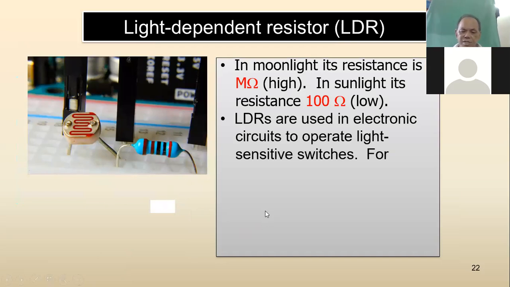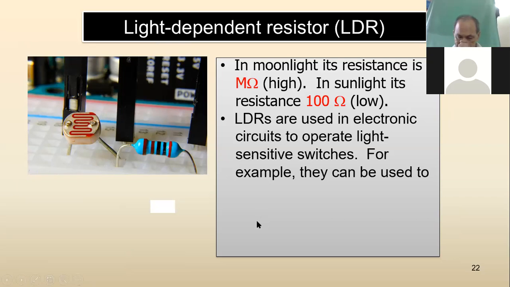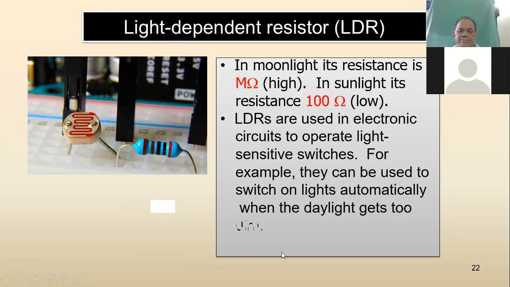Remember, it is used as a switch. Just now we looked at the temperature sensor, which is a switch also, telling us by the indication of light the change in the temperature environment. For example, they can be used to switch on a light automatically when daylight gets too dim. Rather than we do it, the electronic device can do it for us. That's the symbol for your light dependent resistor. Think of it as a resistor, with a blue arrow representing the light.